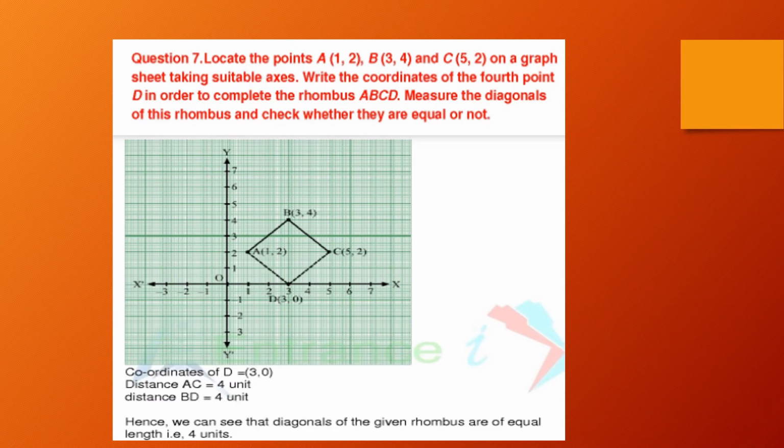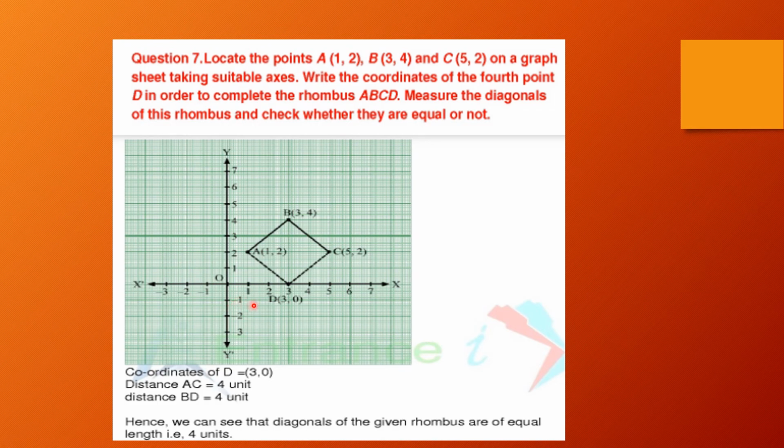Locate the given points A of (1, 2), B of (3, 4) and C of (5, 2) on a graph sheet, taking suitable axes. Write the coordinates of the fourth point D in order to complete the rhombus ABCD. Measure the diagonals of this rhombus and check whether they are equal or not. Now draw the X'OX axis and YOY' and mark the positive and negative axes accordingly.